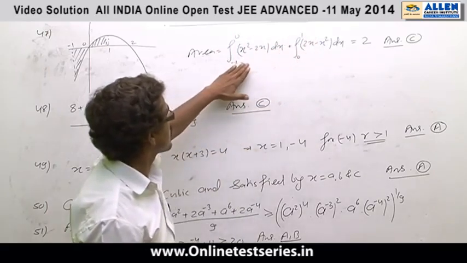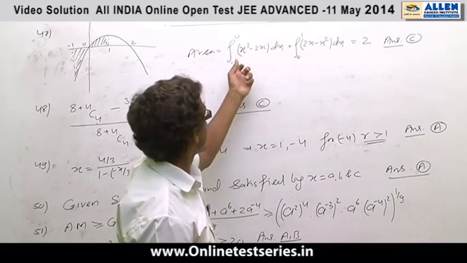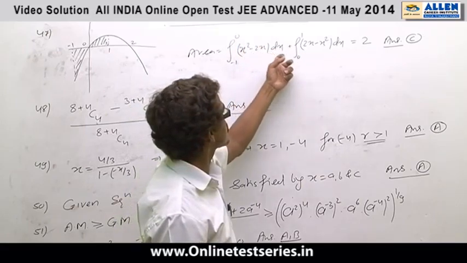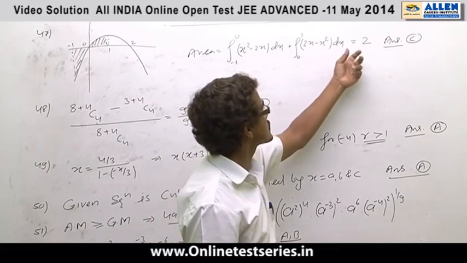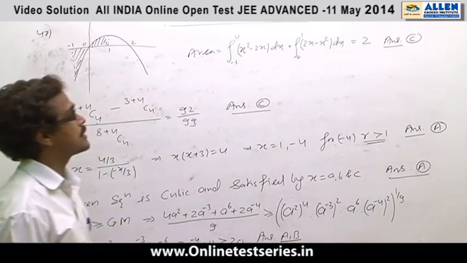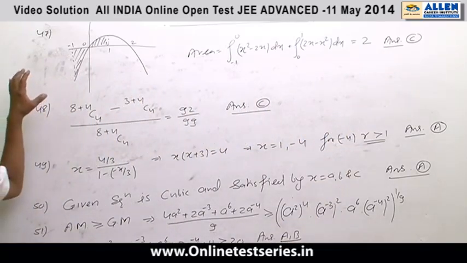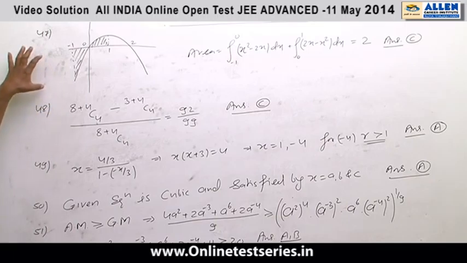So the required area will be this: minus 1 to 0 of x square minus 2x, and 0 to 1 of 2x minus x square, and this will be equal to 2. And that's why the correct option of this question is C.